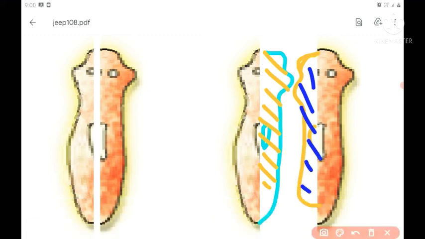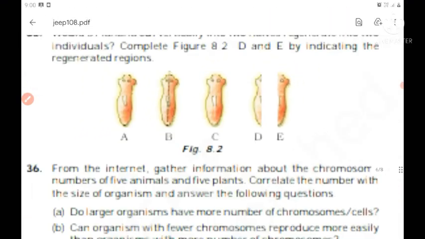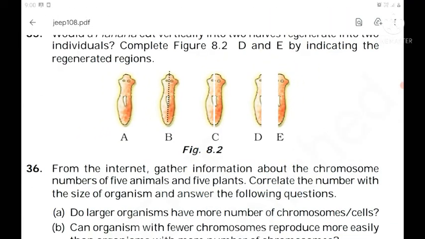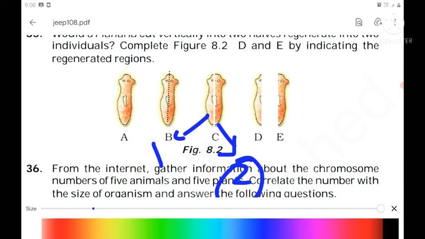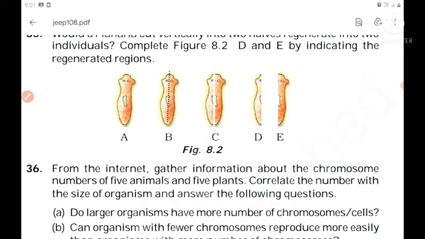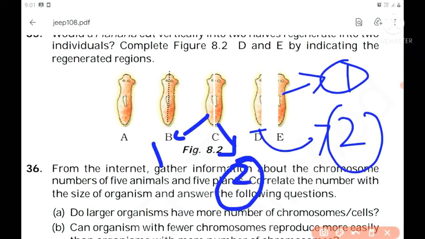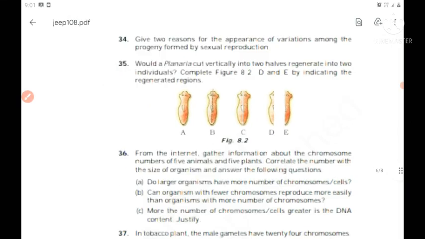And for people who didn't understand my drawing skills, I have an easier method. Let's name this part 1 and this part 2. So for D, the regenerated part will be 2, and for E, the regenerated part will be 1. Simple. Not much effort. And we'll minimize it and go to the next question.